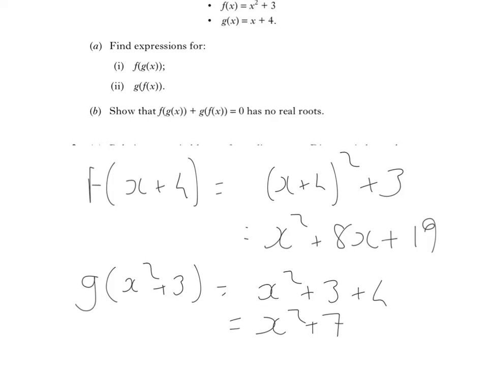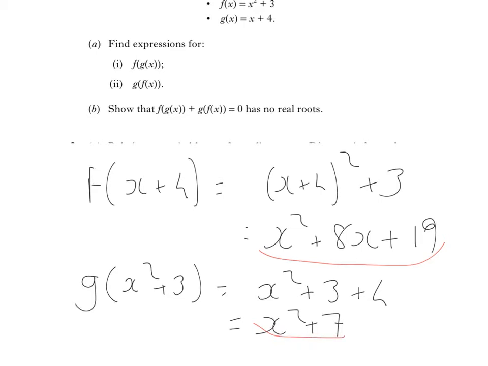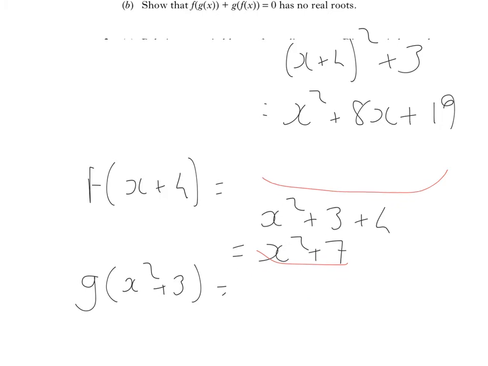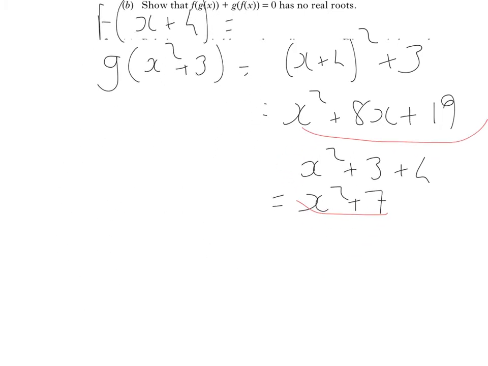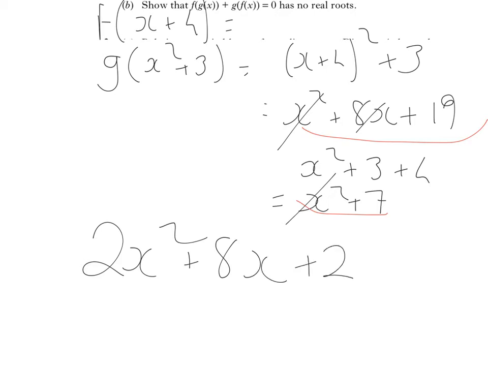The question then says, show that f of g of x plus g of f of x equals 0 has no real roots. So I'm just going to add both these things together and then look at the discriminant. So x squared plus x squared is 2x squared plus 8x plus 26, and that's equal to 0.